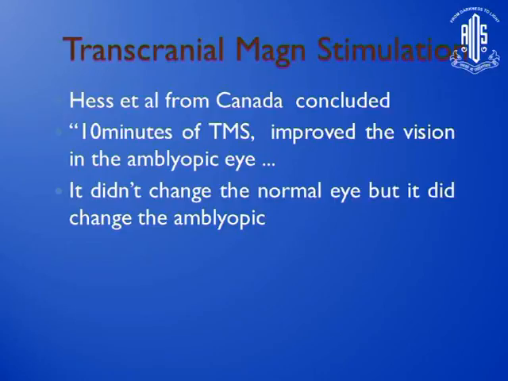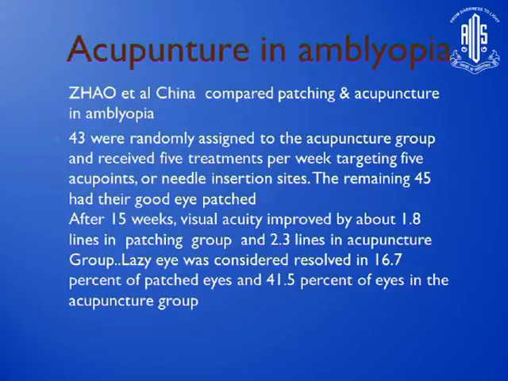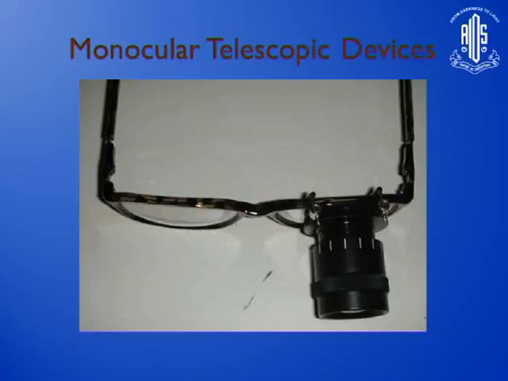Transmagnetic stimulation has been tried by Hess et al. from Canada, and they concluded that 10 minutes of transmagnetic stimulation improves the vision in the amblyopic eye. It does not change the normal eye vision. Acupuncture has been tried by Zhao et al. from China. Monocular telescopic devices have also been tried.